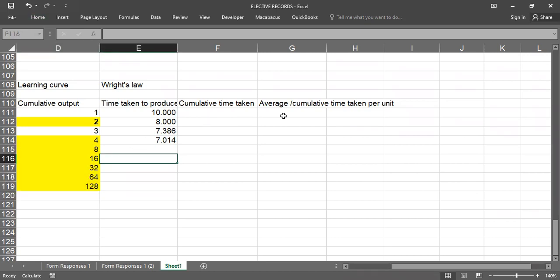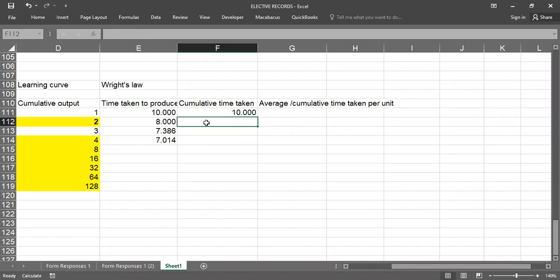In the same spirit, your average time, or what you call the cumulative average time per unit, should fall, and as it falls, it must fall at the same rate. So we're going to determine and see. I'm still here trying to show you how we get the cumulative time first, because for you to get the cumulative time taken per unit, you need cumulative time taken. For the first item, of course, it doesn't have a previous cumulative time, otherwise it's 0. So we normally go with its time taken, which is 10.